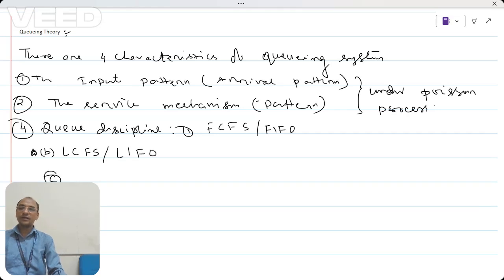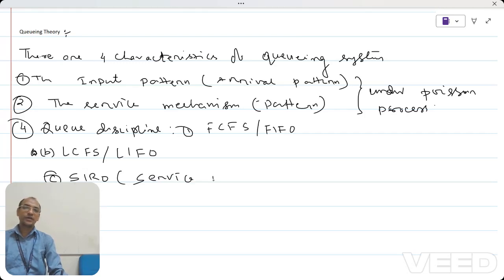And the third one is SIRO. SIRO means service in random order. So basically in this topic I am going to discuss these three types of queue discipline. So this is the third characteristic.